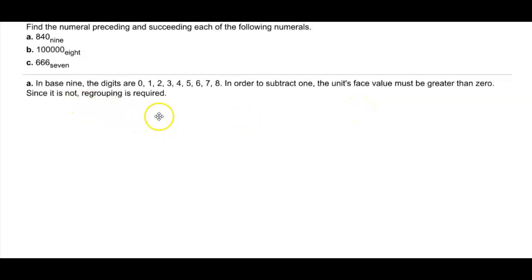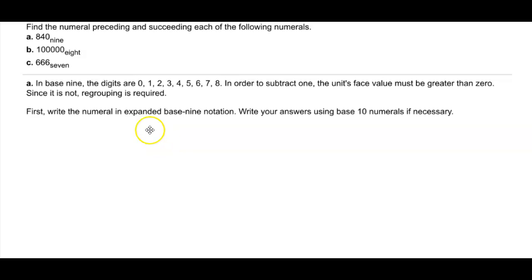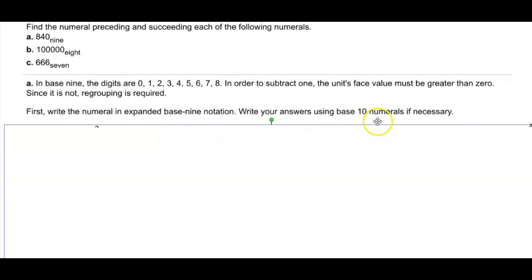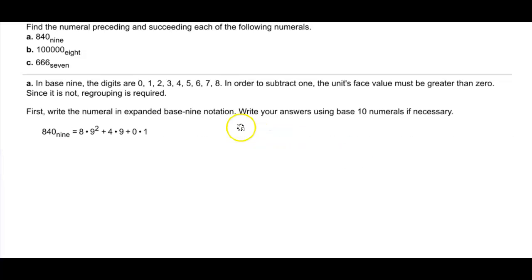Since it is not, regrouping is required. Now first, we want to write the numeral in expanded base 9 notation. So you're going to write your answers using base 10 numerals if necessary. So in this case here we have 840 with a base of 9 is equal to 8 times 9 squared plus 4 times 9 plus 0 times 1.